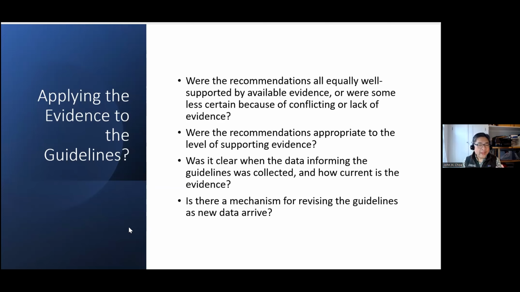Was it clear when the data was collected and how current the evidence is? So in other words, is this all data from 10 years ago? Does it include data more recently? And what is the mechanism they have in place for revising the guidelines as new data arrives? So the examples that we're going to go over are from 2012 and 2017. So that's a lifetime in some cases. That's a lot of time to pass. Like, is there actually new information that's come out since then? And what do we do with that new information? And what's their mechanism for dealing with new information?